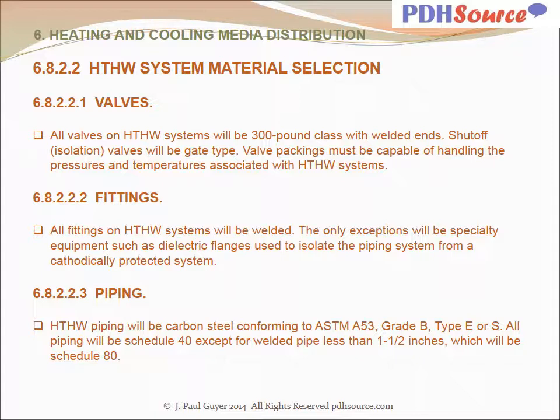The only exceptions will be specialty equipment such as dielectric flanges used to isolate the piping system from a cathodically protected system. Piping for high temperature hot water systems will be carbon steel conforming to ASTM A53 grade B, type E or S. All piping will be schedule 40 except for welded pipe less than 1.5 inches, which will be schedule 80.